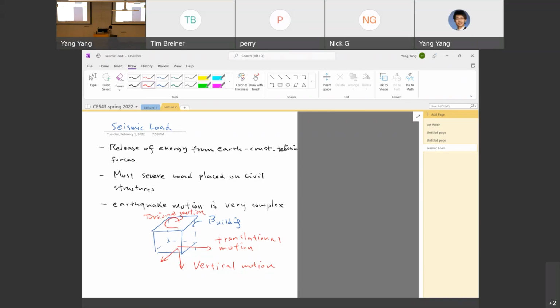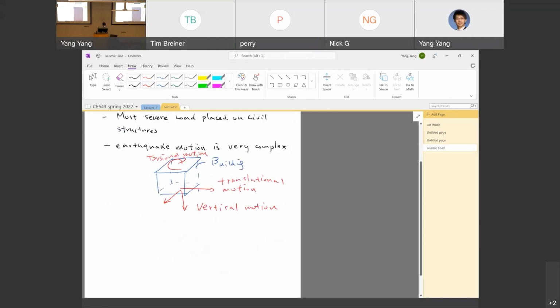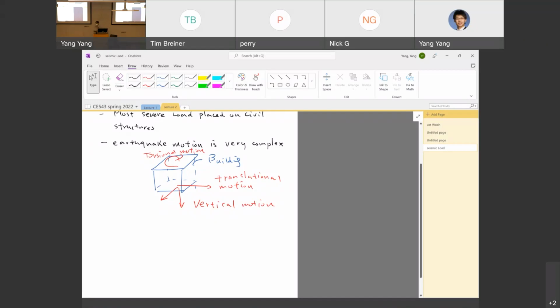But how about the seismic load? If we talk about the seismic load in the engineering world, if you have already used AASHTO or ASCE 7 to do any seismic design, you know that even though buildings and earthquakes are very complex, the engineering community simplifies that seismic load to ground accelerations.